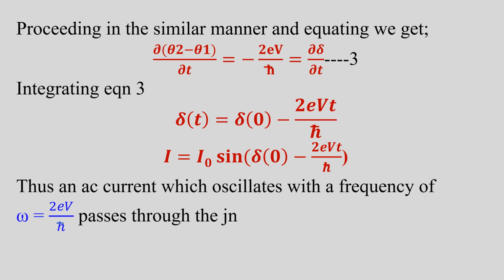Thus, equation for current through the junction: I equal to I0 sin of delta 0 minus 2eVt by h cross. Thus, an AC current which oscillates with a frequency of omega equal to 2eV by h cross is produced across the junction. This is AC Josephson effect.